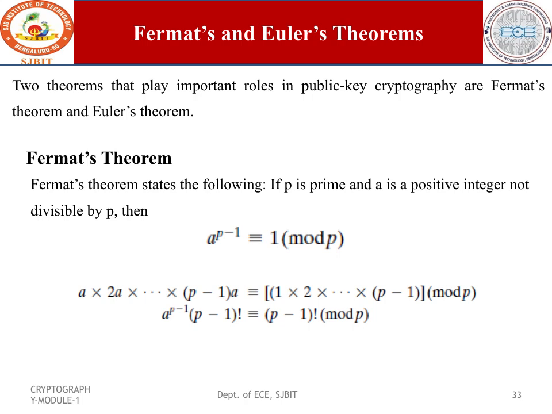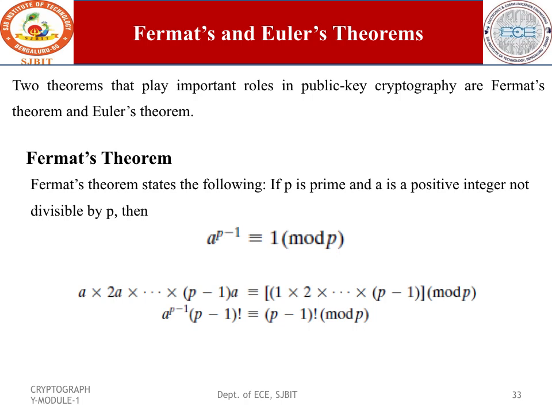So this leads to a^(p-1) times (p-1)! congruent to (p-1)! mod p. We can cancel the (p-1)! term because it is relatively prime to p. So this leads to the equation a^(p-1) is congruent to 1 mod p.